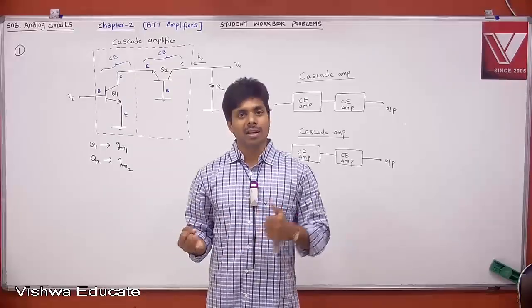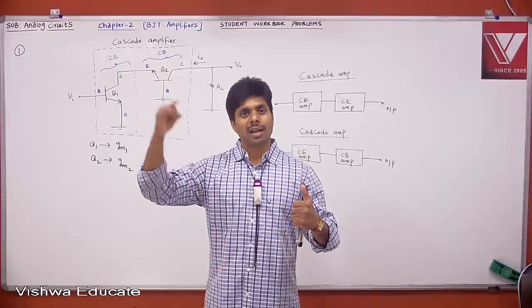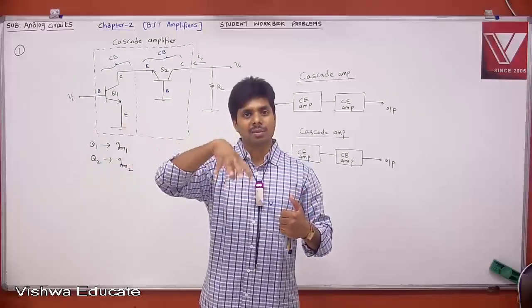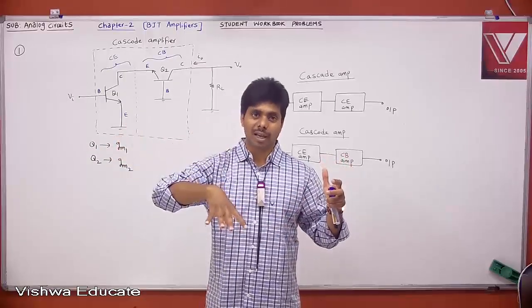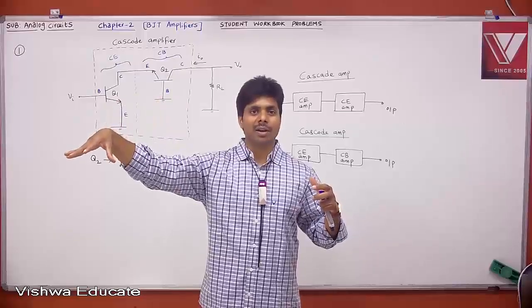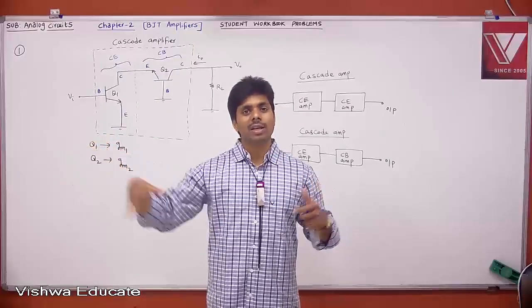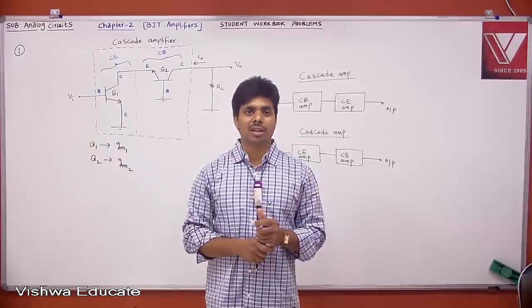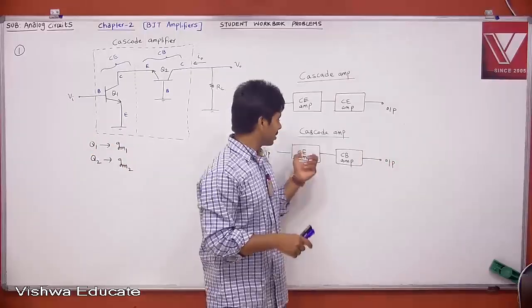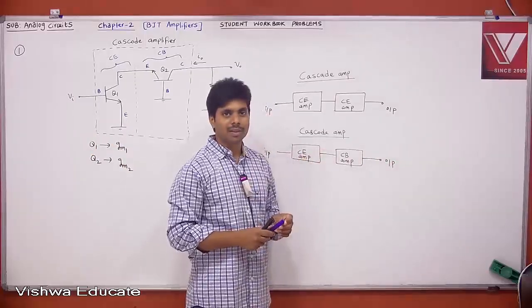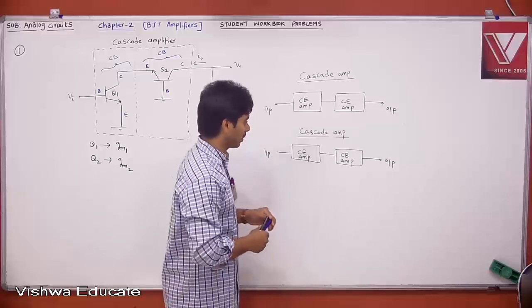Similarly, if you want a current amplifier, the first stage will be a CB amplifier, the last stage will be a CB amplifier, and the middle stage will be a CE amplifier. The CE amplifier will give you current gain, and the CB amplifier at the input as well as output will give you impedance matching for current amplification. Therefore, overall it will become a current amplifier. So this is the CE amplifier and CB amplifier combination. Okay.